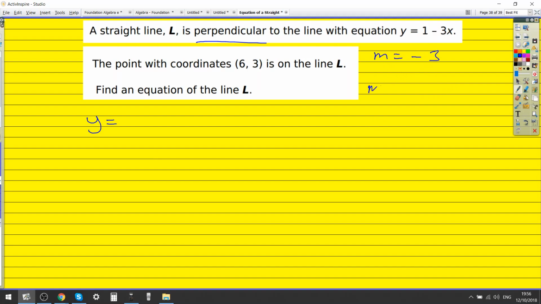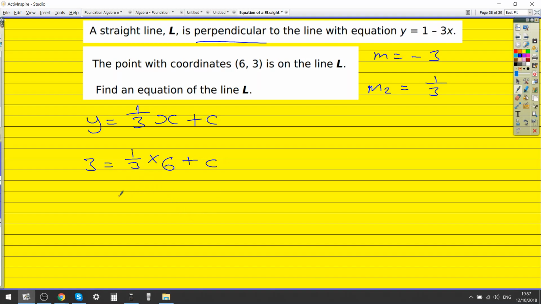We need M2, the perpendicular one. So is that like 3 over, no, 1 over 3? Yeah. So y equals 1/3 x plus c. Yeah, and then if I do the equation, so 3 equals a third times 6 plus c.